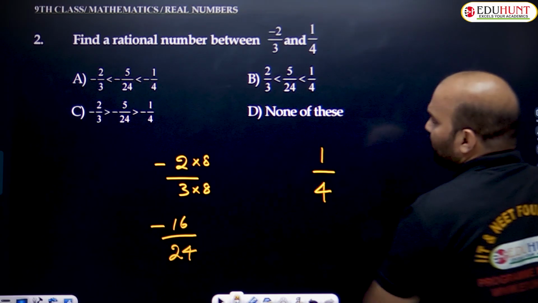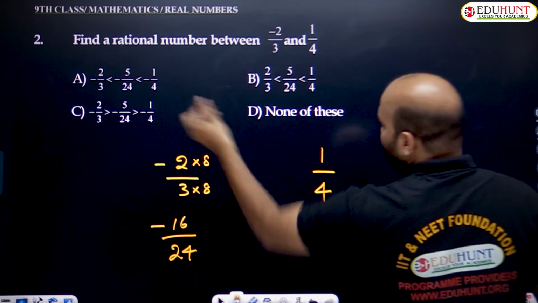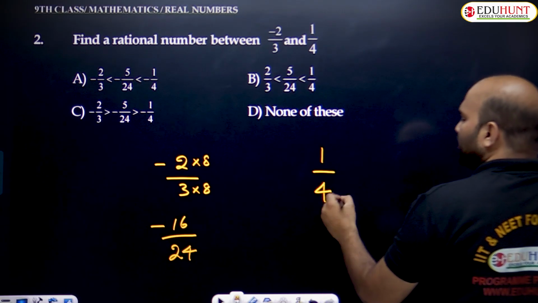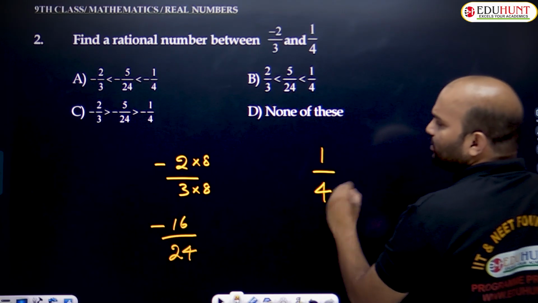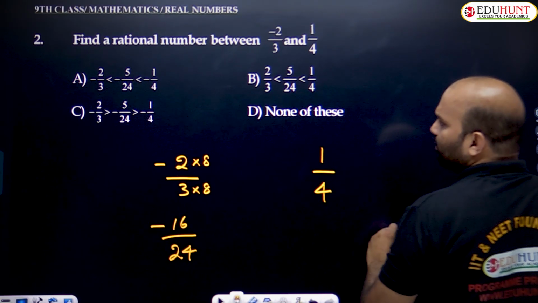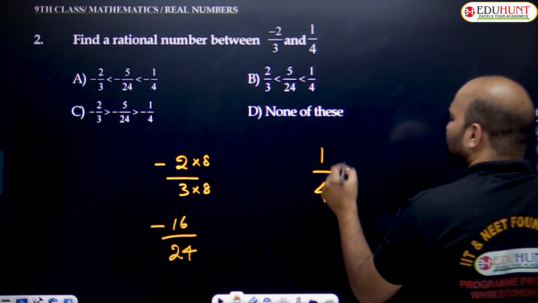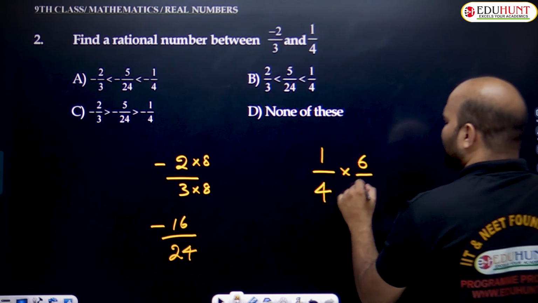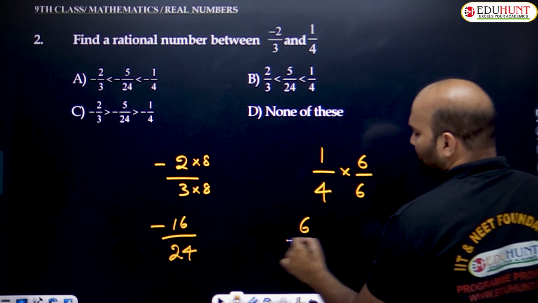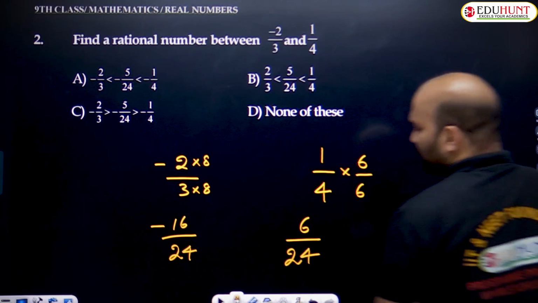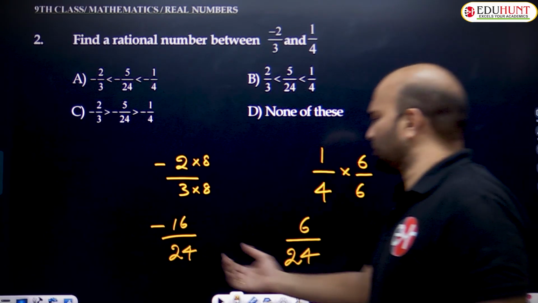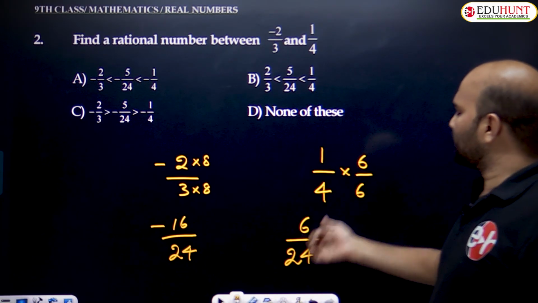So here 1/4. So 1/4, in denominator 24 is given. Nothing but 4 how many is 24? 4 can be written as 24. Both sides multiplied by 6, because 4 sixes are 24. So it can be written 6/24. Clear? So these two are rational numbers, -16/24 and 6/24.